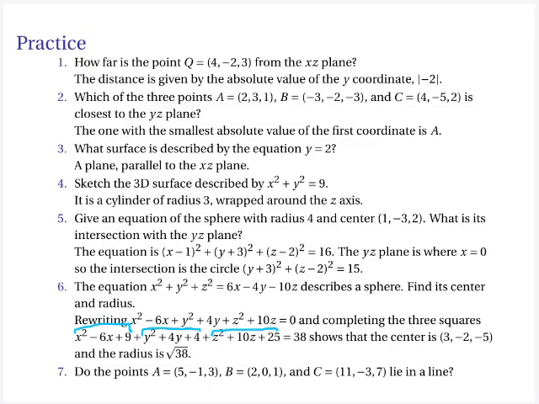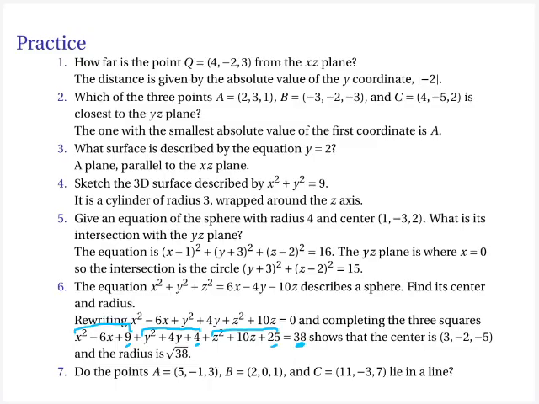I ended up adding 9 to the left side, 4 to the left side, and 25 to the left side. 9 and 4 and 25 makes 38. So in order to get the equality to stay equal, I had to add 38 to both sides. So I got a center of 3, minus 2, 5.